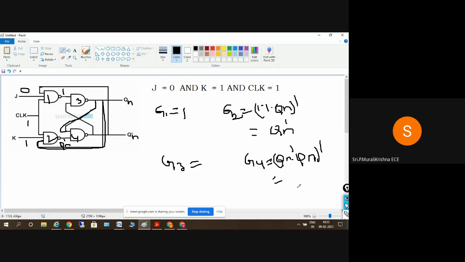So what is A into A bar? 1, sir. A into A bar is 0, sir. So 0, and 0 whole bar is 1. So G4 output is equal to 1. So G4 gives Q bar of n plus 1 is 0. When Q bar of n plus 1 is 0, automatically the value of Q of n plus 1 is equal to 1. Yes or no? Yeah, sir.